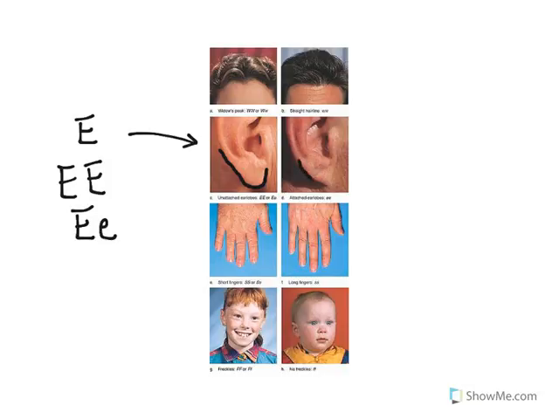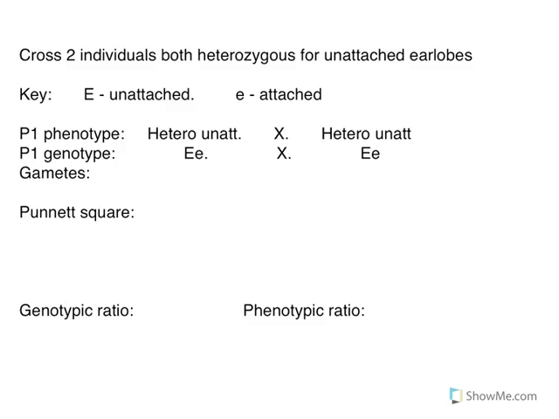Attached earlobes, there's no loop. It comes straight to the side of the face, and this condition is recessive. So attached earlobes can only be expressed in the homozygous recessive condition. Let's look at a cross now between two parents that are both heterozygous for unattached earlobes.